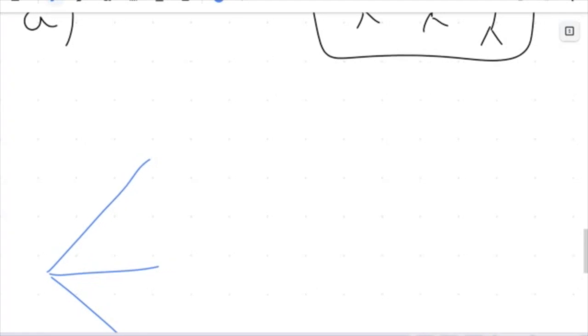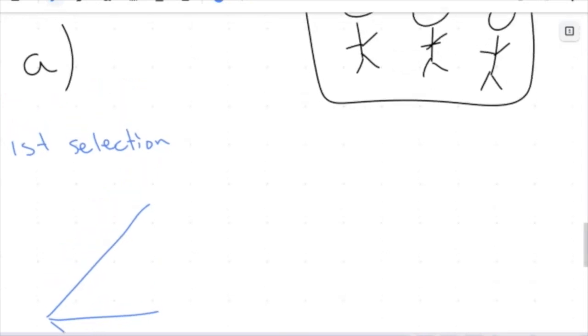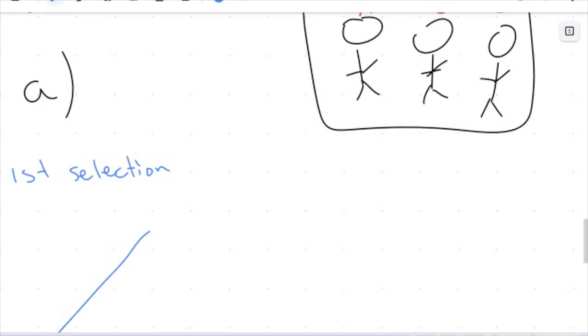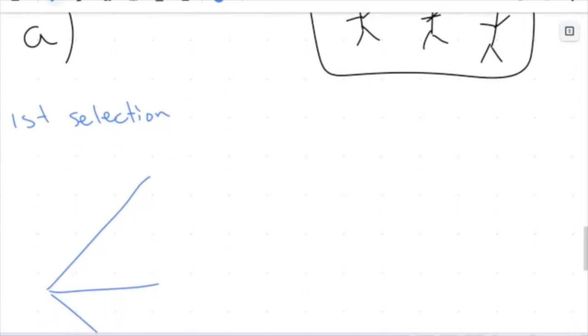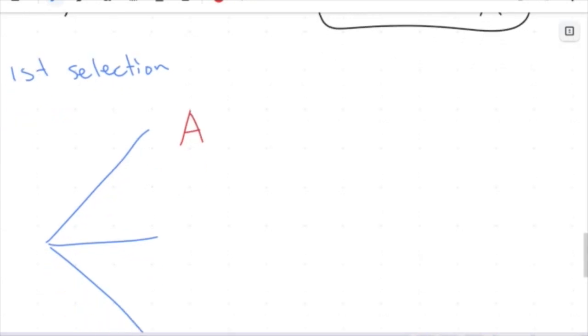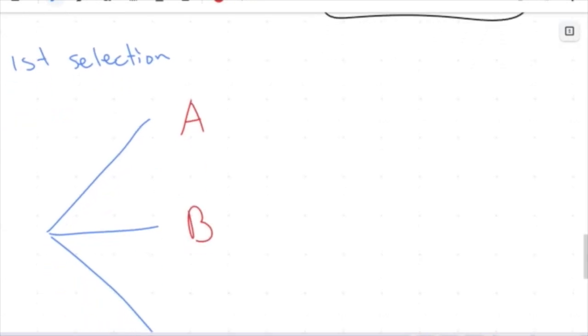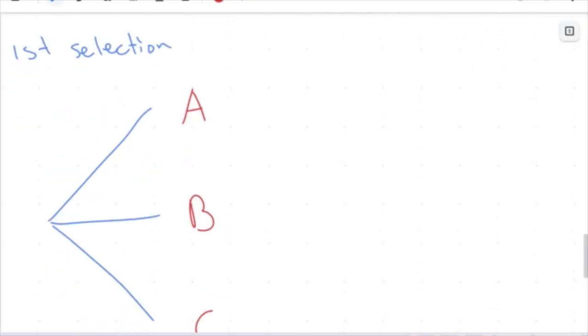I have 1, 2, 3 possible people to choose from. And this is like my first selection. This could be people selected out of a room, for example. So this is my first selection, and my options are going to be Anna, Brad, and Chris.